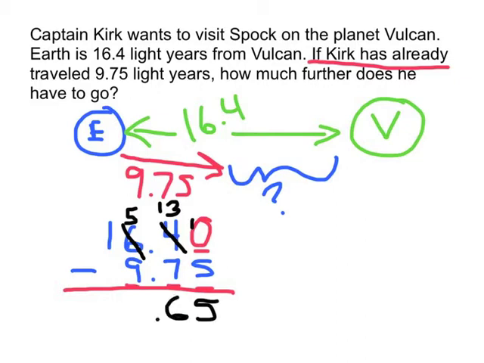Again, we got to borrow because we can't take 9 from 5, so we cross off the next one, put 0, and this becomes a 15. 15 minus 9 is 6. So Captain Kirk has 6.65 light years left.